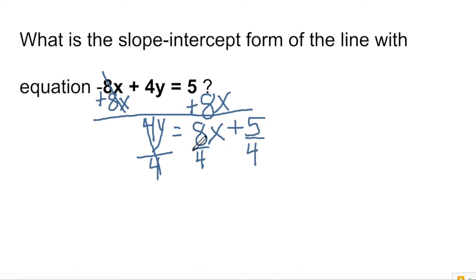Now when we rewrite this equation, we get y equals, let's see, 8 divided by 4 is 2, right? So this becomes 2x plus, and then 5/4, there's no way for us to reduce that, so we just write 5/4.